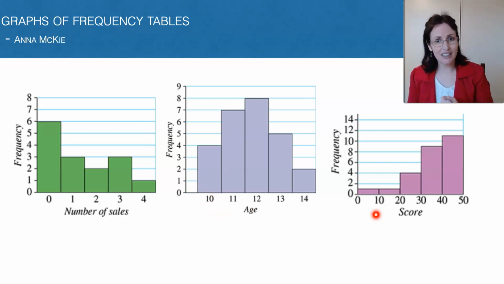Whereas this one here, where are the numbers written? They're right on the edge of the column. So this graph here is the score of something, and perhaps it's the scores in a test, people in the class. Let's say the test was out of 50. So sometimes people might have scored 21 or 25 or 29. That means that they fall into that range between 20 and 30.